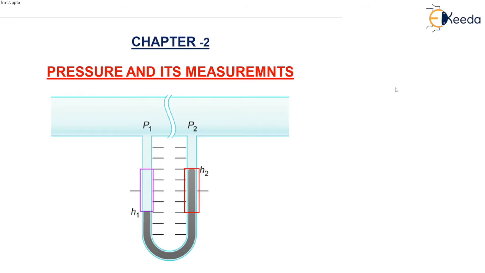So here we can see chapter 2 is starting with the heading pressure and its measurement, also known as manometry. What is manometry? The study of measurement of pressure using a device called manometer. So here you can see an example of manometer connected with the pipe, and there are 2 points P1 and P2. So here pressure can be measured at the 2 points.